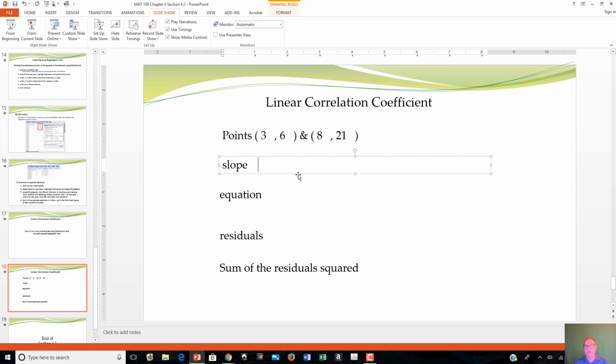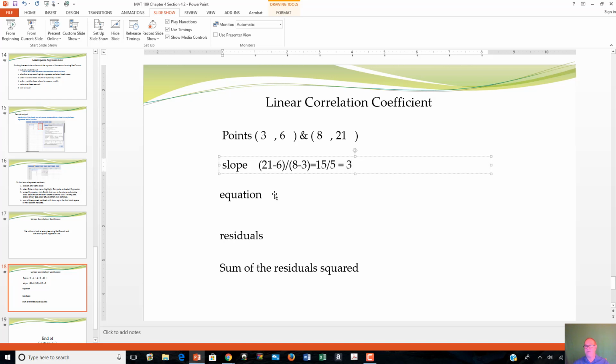Alright, now for the slope, remember the slope was the change in the y's divided by the change in the x's. So I would take the 21 minus the 6, divided by the 8 minus 3. If I do this, 21 minus 6 is going to be 15, divided by 8 minus 3 is 5, which equals 3. So the slope of the line is 3. This is what we talked about.